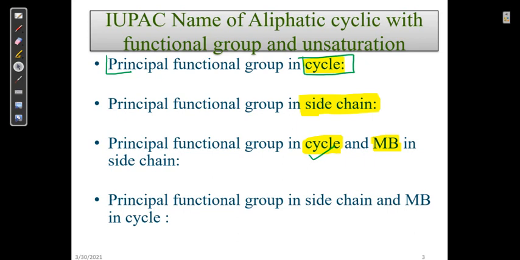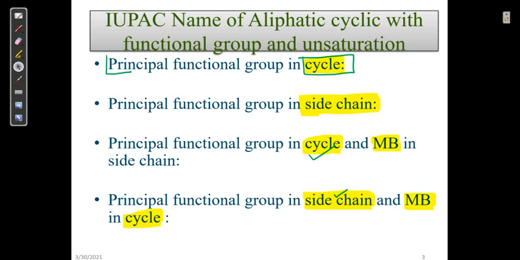Second, the principal functional group means Netaji is present in a side chain, meaning on the playground, and the principal sir means multiple bonds are present in the cycle. We are always giving the preference to whom? To the Netaji. He or she is present in the side chain, so we have to give the priority to the side chain.